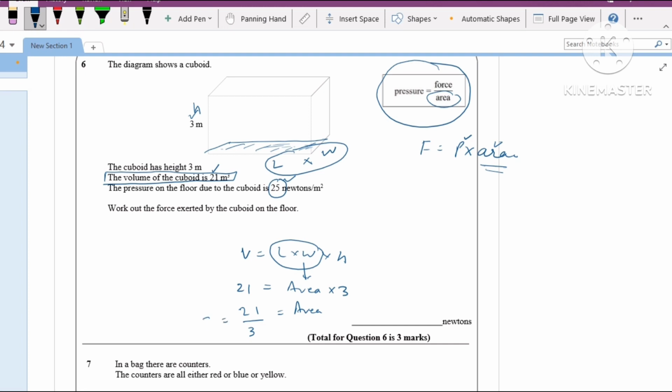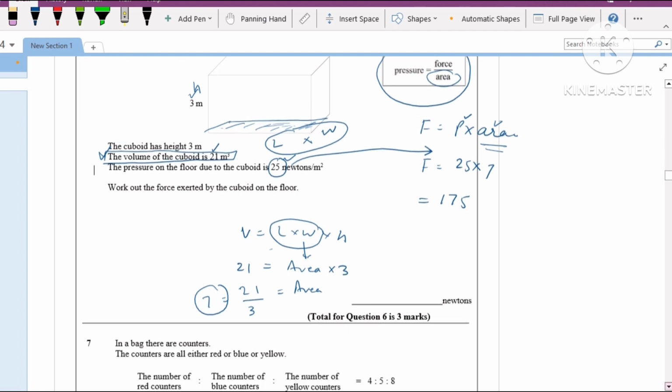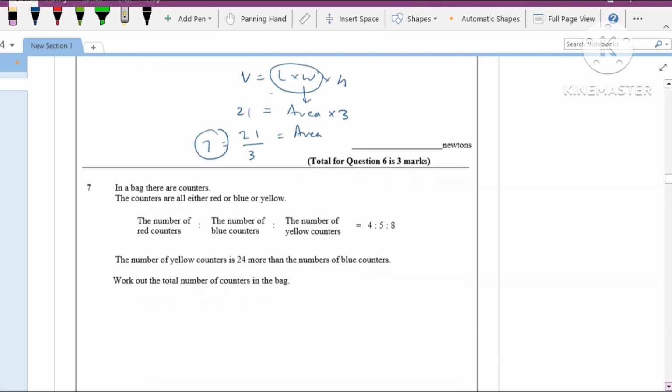So the area is 7. So force will be, pressure is 25, which is given here, times this area, that is 7. So 25 times 7, that is 175. So this is the clue: the values which are given, you have to write into the formula. The solution will be there waiting for you. So don't worry about the questions, just write down the values and solve.